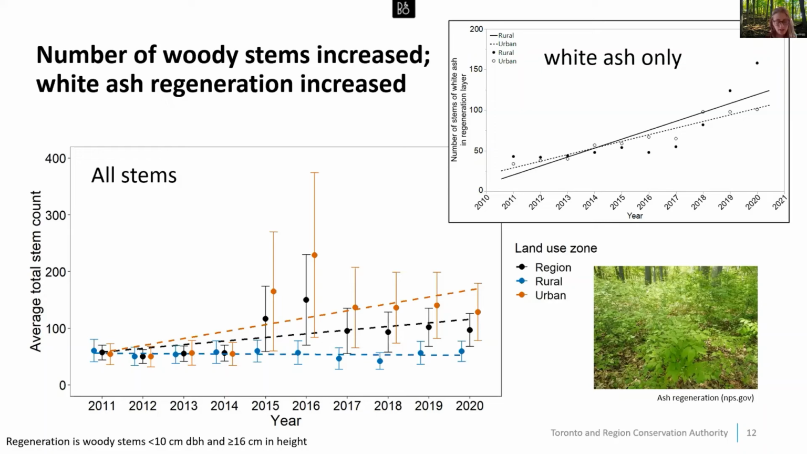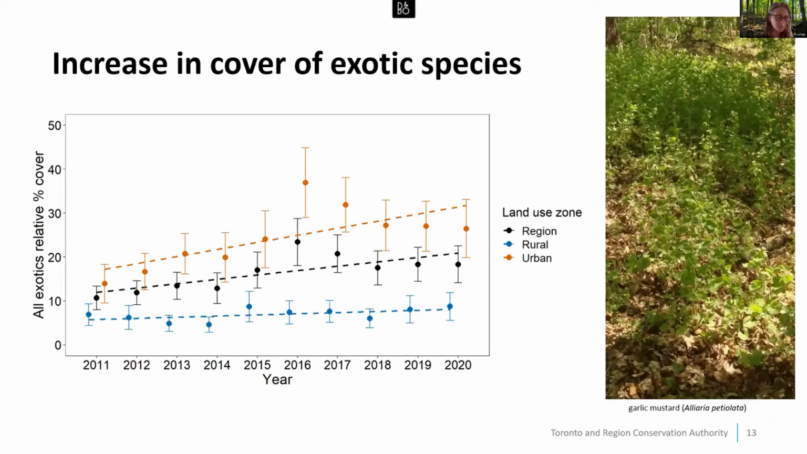And you can see that it increases around 2015 and then decreases again, but doesn't quite return to those pre-disturbance levels. And we didn't look at all species on a species-specific basis, but we did look at white ash, and we saw that there was a significant pattern. And you can see on the graph on the right, this increasing pattern of ash regeneration, either due to a stress response or the opening of the canopy.